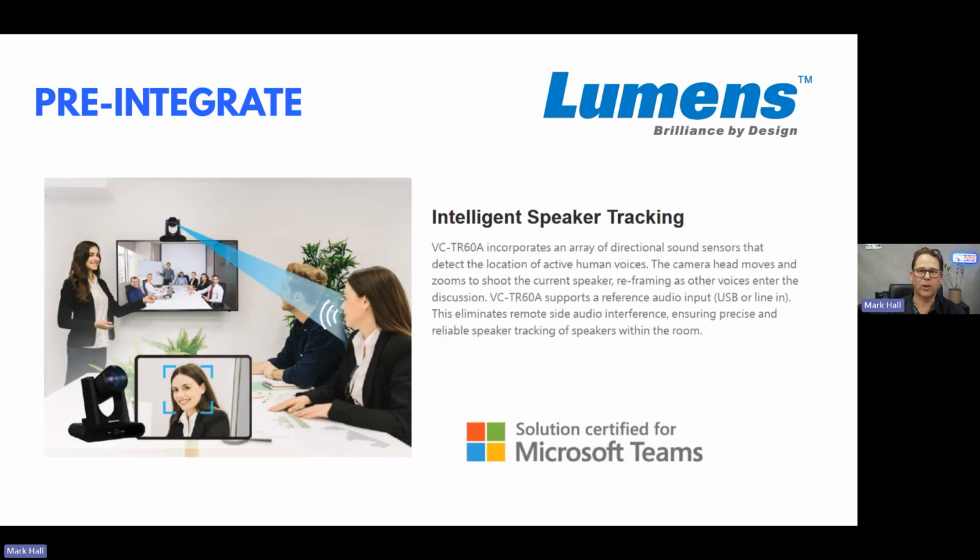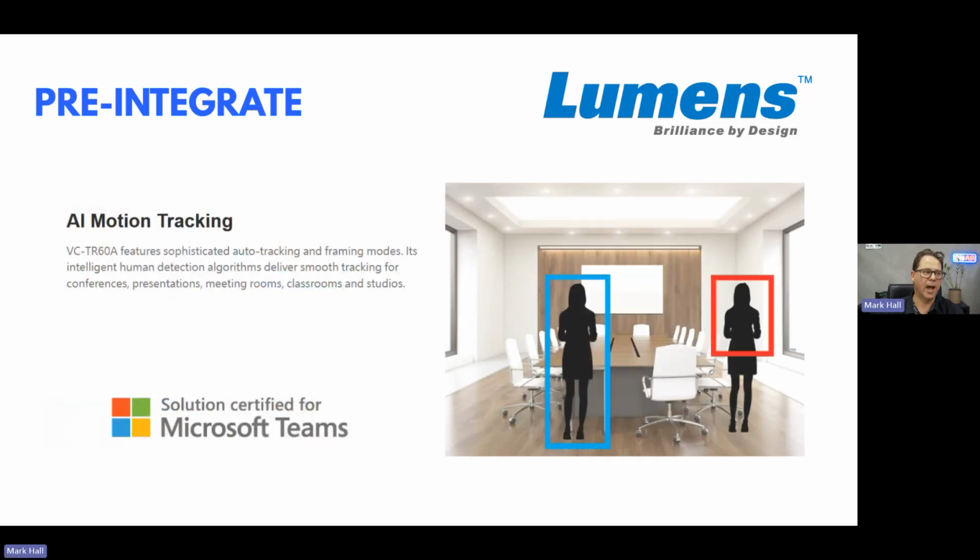The camera itself incorporates an array of directional sound sensors at the bottom of the unit that can locate human voices. So it has that combination of a panoramic and a PTZ camera. The camera head will move and zoom in to show the current speaker, reframing as other voices enter the discussion as well. We've also got an advanced AI-based motion tracking technology that enables it to follow the movement of a presenter in a studio, meeting, or a production space.